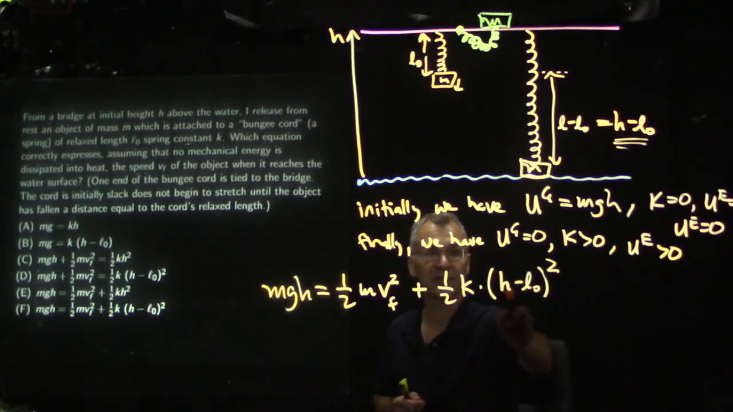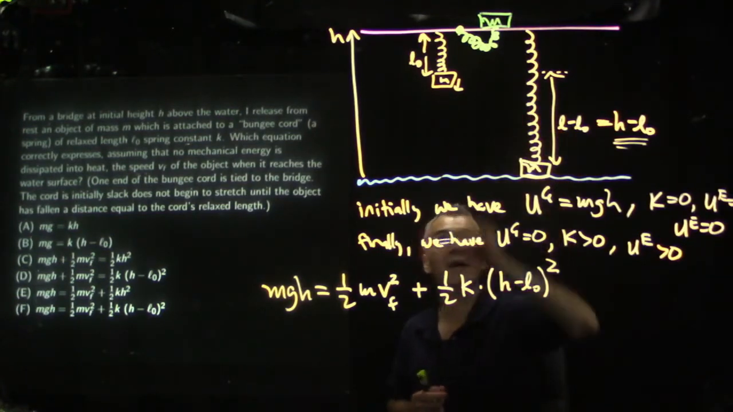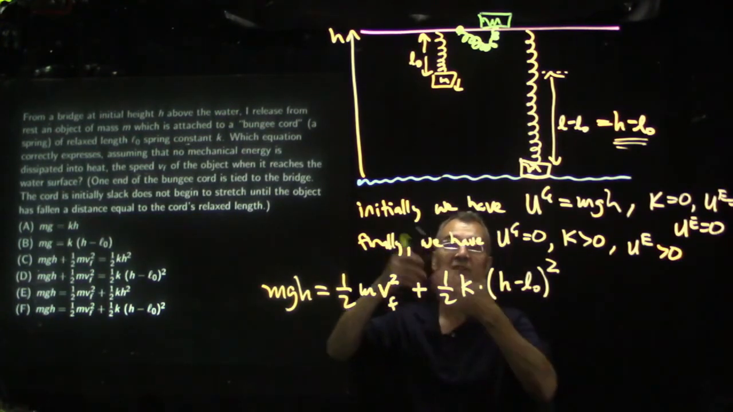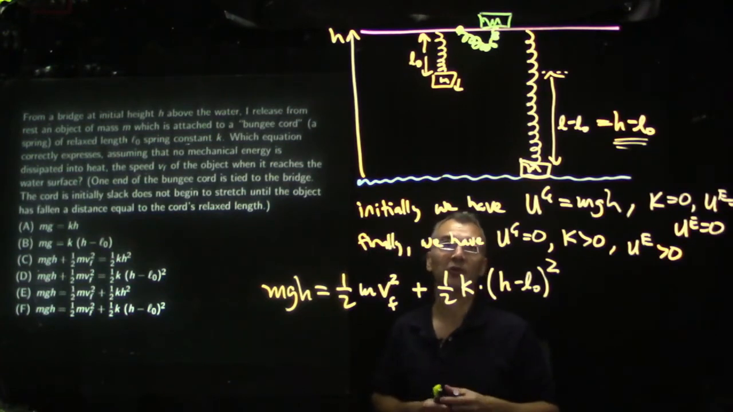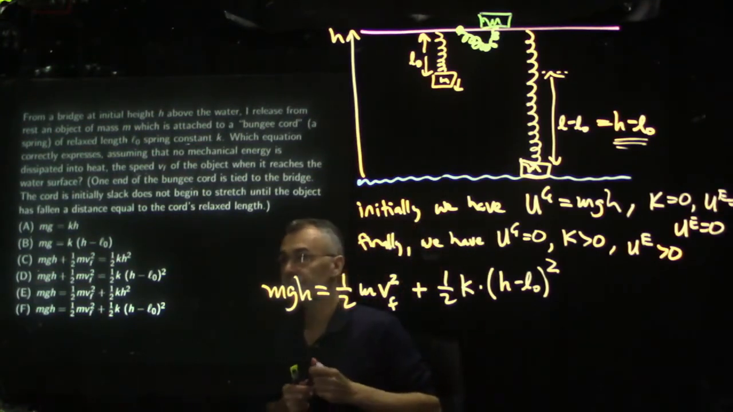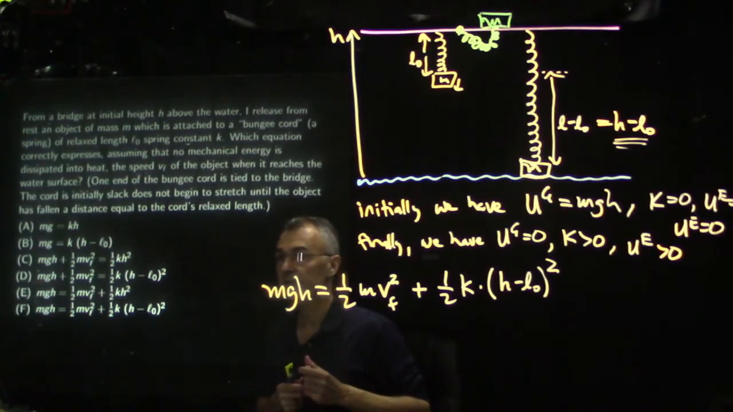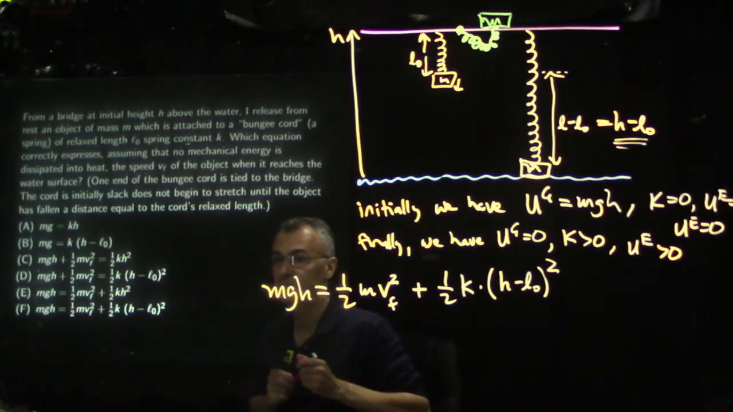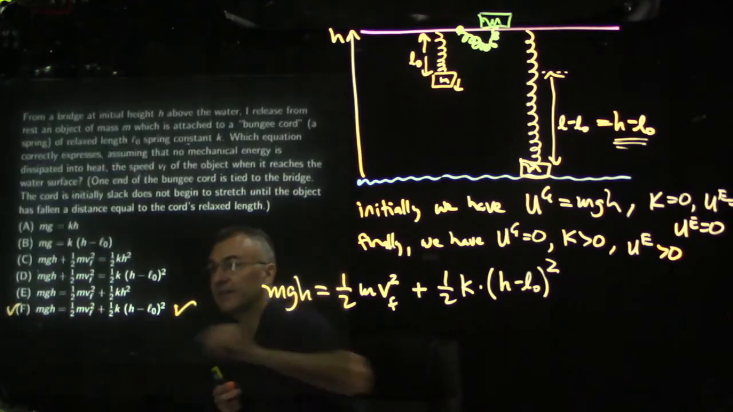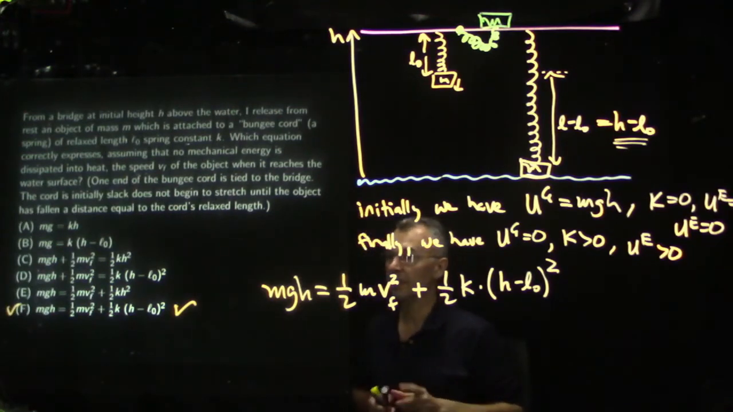And how far stretched is it? It's the height that we fall minus the relaxed length, because for the first relaxed length that we fall, we're just basically unfurling the floppy bungee cord, and then it starts to stretch. So I like that expression. Let's see if that matches one of our choices. mgh equals 1/2 m v final squared plus 1/2 k (h minus relaxed length) squared. I think I like answer F, foxtrot.